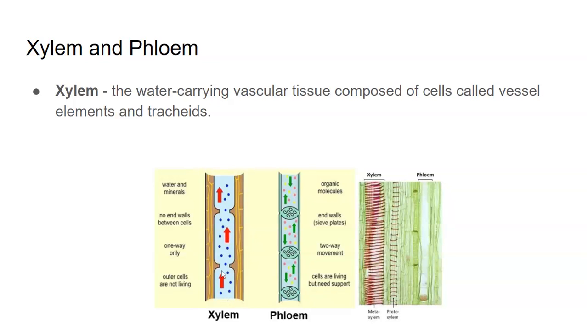Now, why do you think that might be? Well, we know that water only comes in through the roots. And so if the roots are at the bottom of the plant, that means water can only flow upward from there. There's no reason for the water to really rush back down the plant.